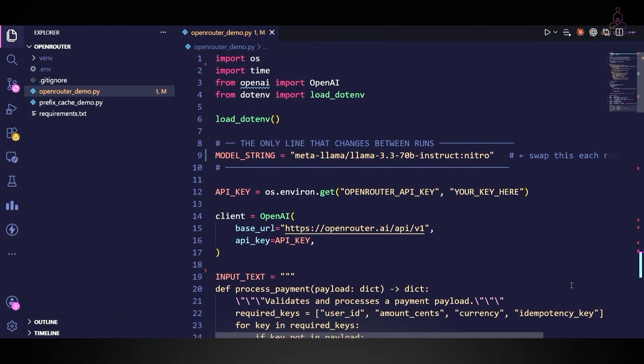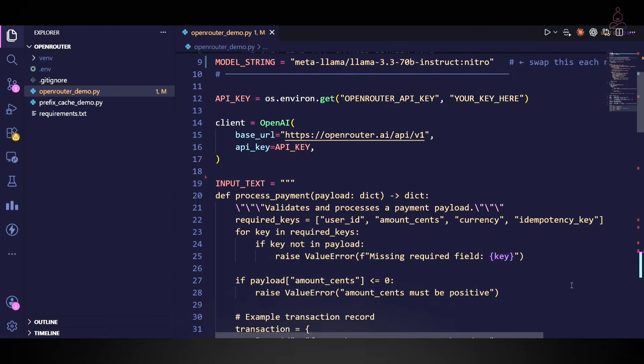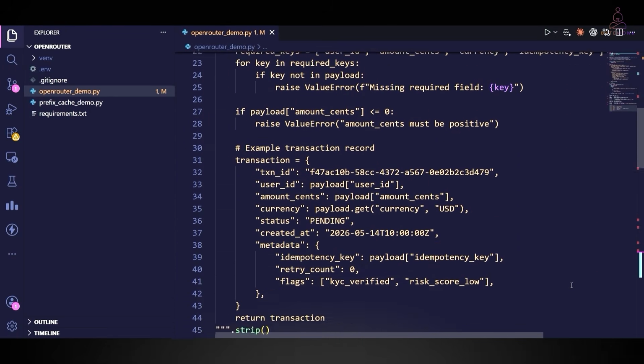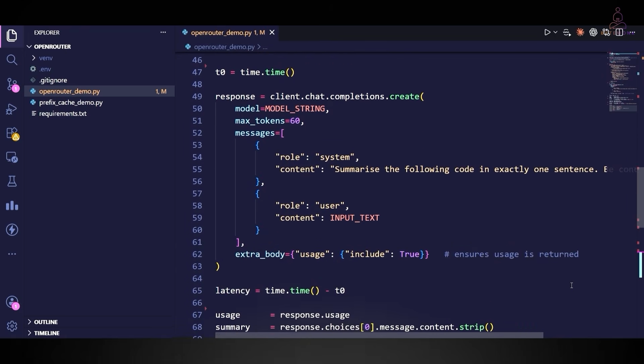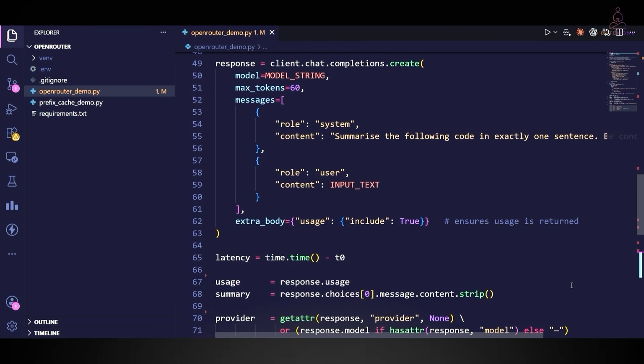So step back and look at what just happened. Same 50 lines, one string changing, 3 frontier models and 2 routing variants, all through one API. And that is what unified access actually means.